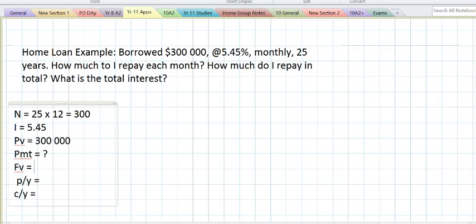Now, what about future value? That's a slightly confusing one. You can think about 300,000 is how much I've borrowed, and at the end you want the amount you've borrowed to read 0. You want to pay out your loan. So the future value will be 0. You want to decrease the amount you've borrowed to 0. You want to owe the bank nothing. Now, P/Y is payments per year. We're making monthly payments, so 12 payments per year. And compounds per year, it's compounding monthly, so 12.